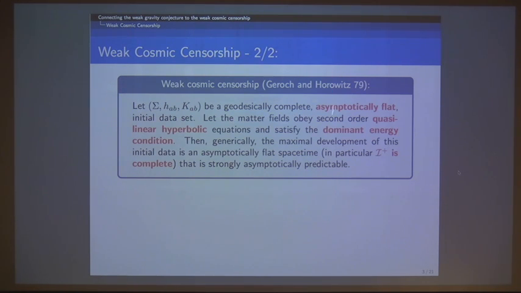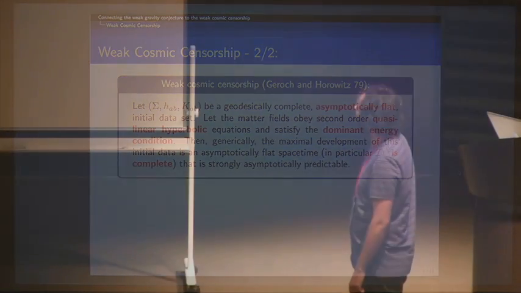So Bob and Gary found a very interesting way of going around this. You formulate it in the following way. You start with some generic initial data, which is asymptotically flat. Does it remain asymptotically flat? And in particular, is scri plus complete? If it's not complete, that means that there was some singularity somewhere in the bulk.